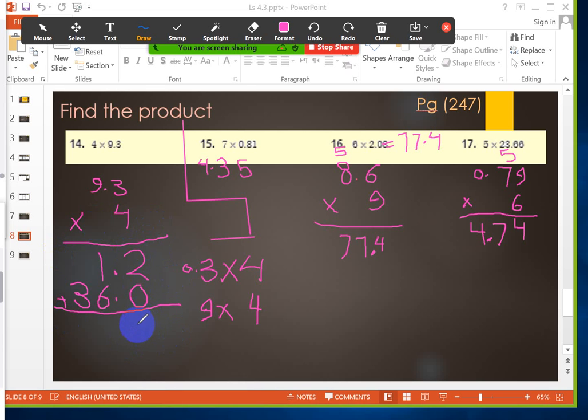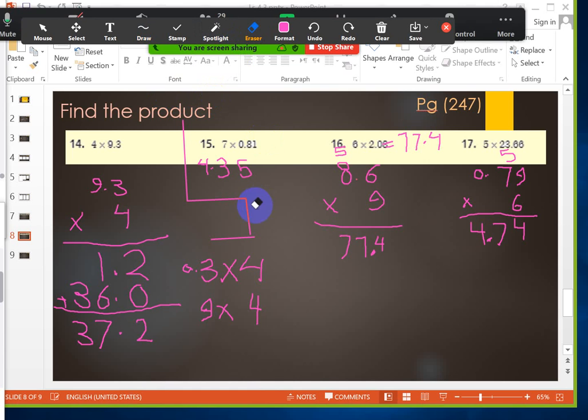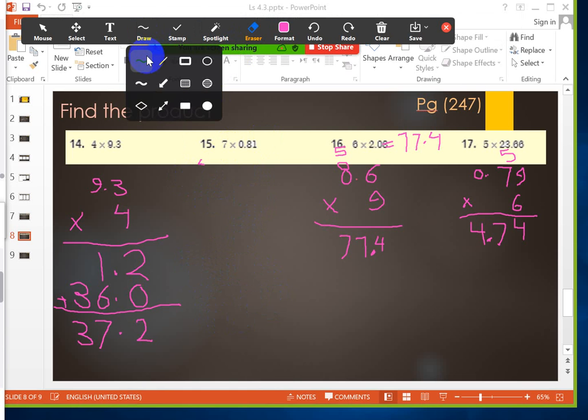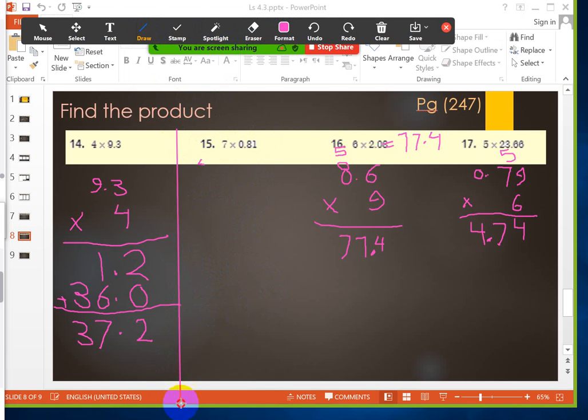2 plus 0 equals 2. I will take the decimal point, put it here. 1 plus 6 equals 7. Very good. And the 3 will be right here. So, yes, the answer will be what? 37.2. 37 point 2 tenths. Thank you so much, Yara.